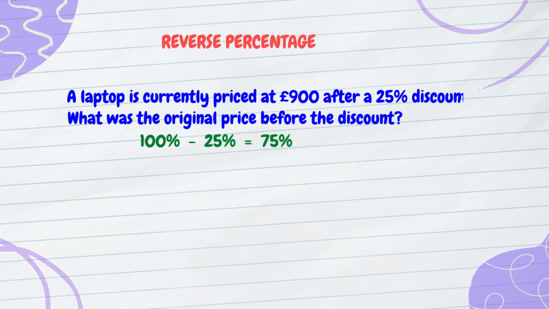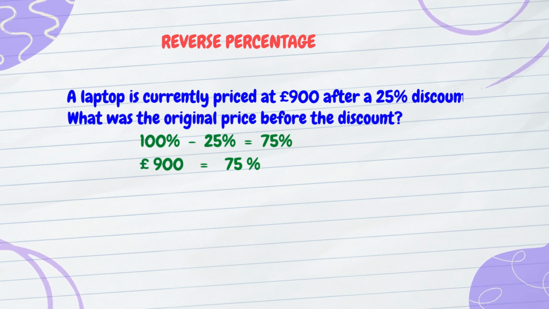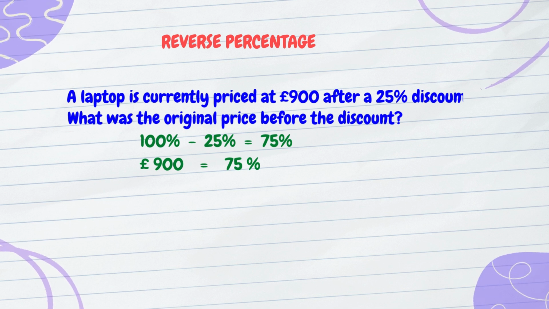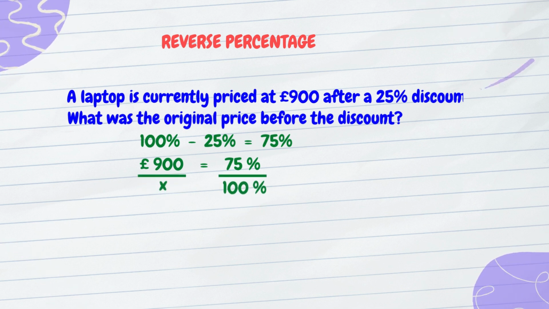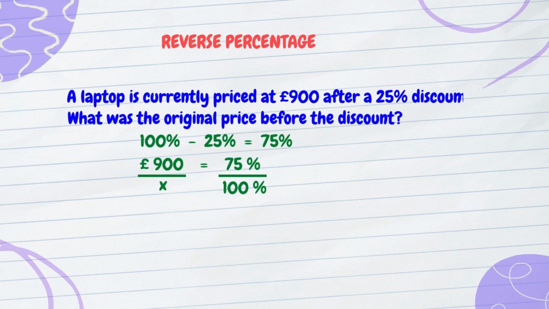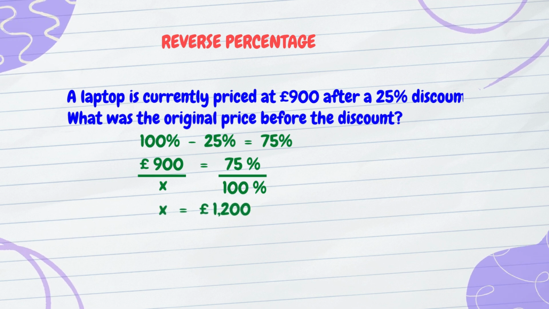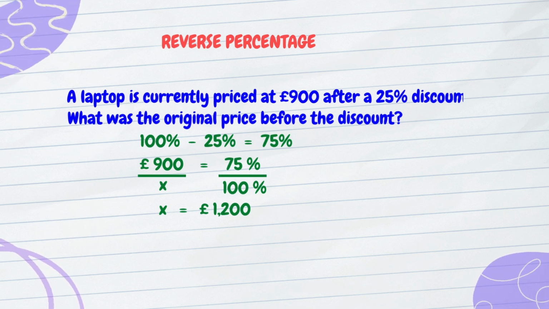Set up the ratio. £900 represents 75% of the original price. Use ratios to find the original price. If £900 is equal to 75%, then 100% is equal to X pounds. After cross-multiplying, X is equal to 1,200 pounds. So the original price of the laptop was £1,200 before the 25% discount.